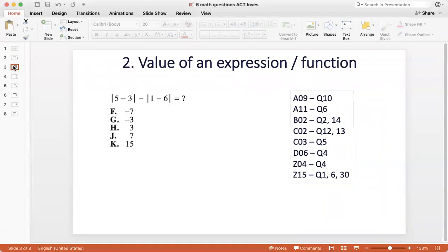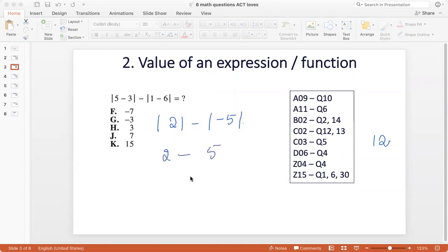Okay, the second on my list is the value of an expression or a function, which makes up as many as 12 questions, from form A09 to form Z15. These questions are basically about finding the value of an expression. So for example, this is an absolute value expression. Modulus of 5 minus 3 is 2, and 1 minus 6 is minus 5. Modulus of 2 is 2, and modulus of minus 5 is 5. So this is minus 3.